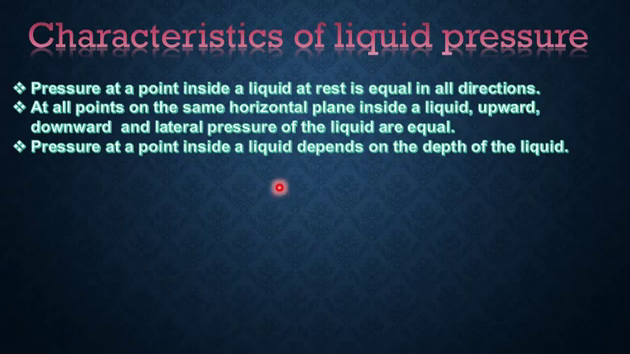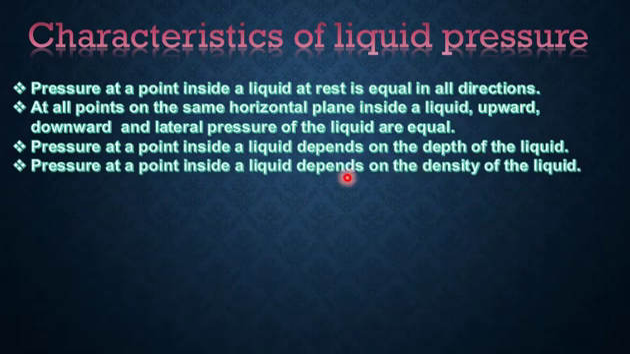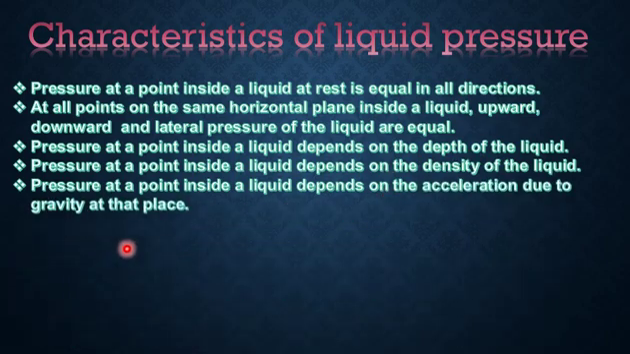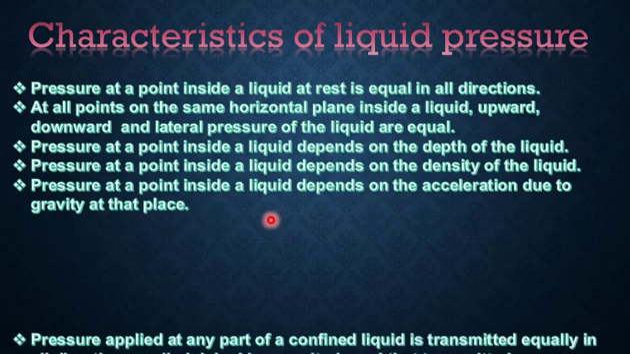Pressure at a point inside a liquid depends on the depth of the liquid, that we have seen. It depends on the H, and it is directly proportional, means if depth increases, pressure also increases. Next, pressure at a point inside a liquid depends on the density of the liquid, and this is also directly proportional to the density. So if the density of the liquid increases, the pressure also increases. Next point, pressure at a point inside a liquid depends on the acceleration due to gravity at that place, that is the value of G.